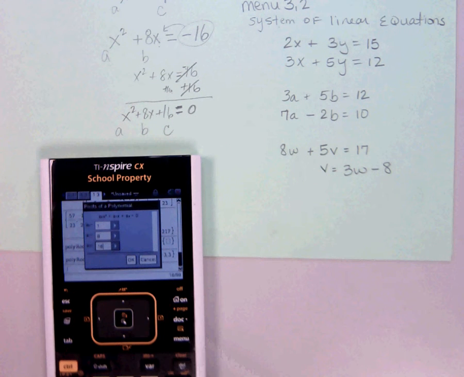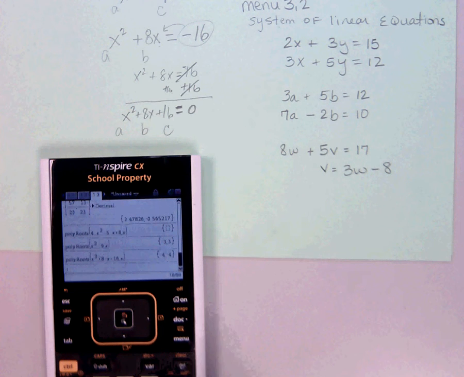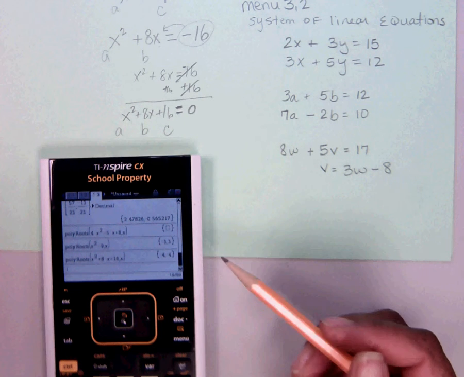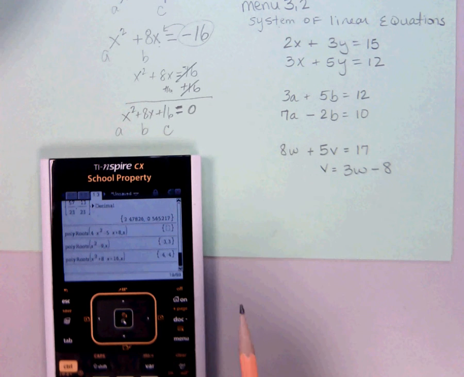So press enter. Press enter again. And now we have our roots. Our double root, which is one solution, if you remember. Okay, so that's how you use menu 3 3 1.